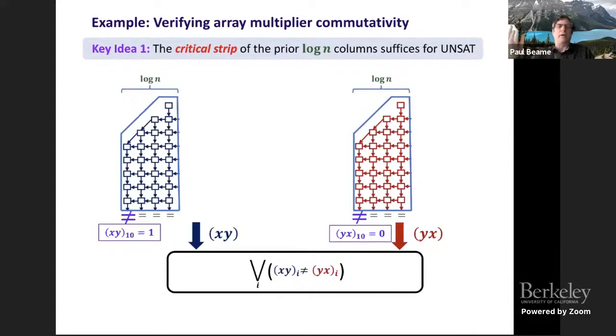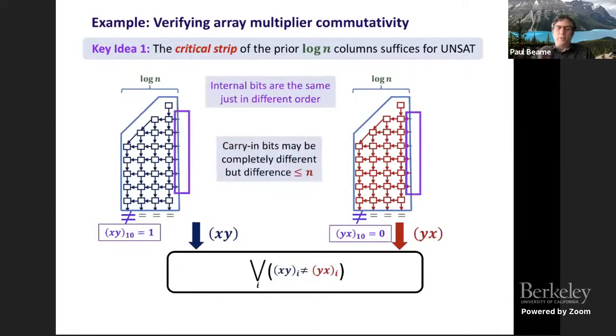They only feed in, there are no values for those. And this is also unsatisfiable. And the reason is the internal bits in the strips, if you're doing commutativity, are actually the same bits, but they're permuted in different places. The carry-in bits may be completely different, but if you had your circuit there, you'd know that they added up to the same sum. But even without that circuit there, the difference in value is at most n.